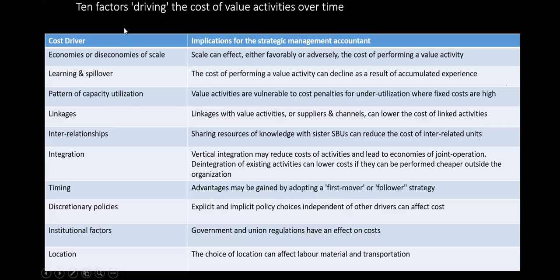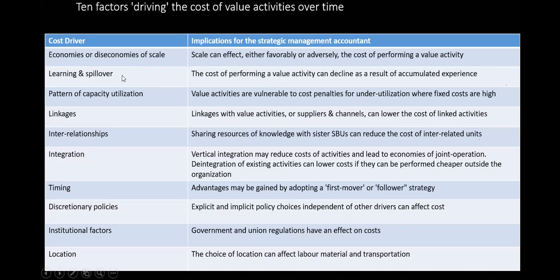Then, of course, 10 factors driving cost. I have given 10 factors. This is from a particular research paper I have taken, but there are 10 factors. Economies and diseconomies of scale. You know the meaning. Scale can affect either favorably or adversely. When you produce more and more, in certain cases your cost per unit will get less, as you learn in economics. You can remember the economies of scale, right?